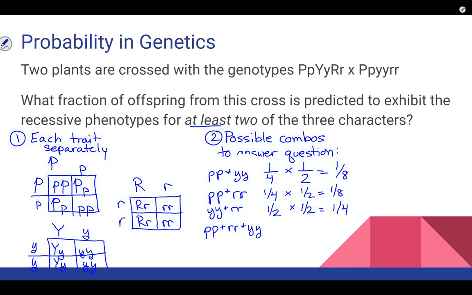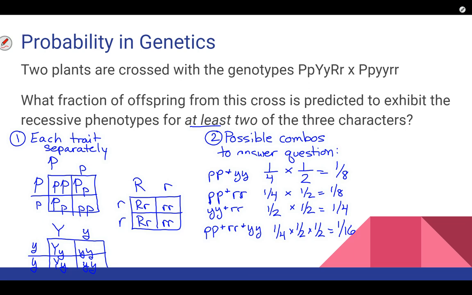And then the last one would be if we're recessive for all 3. So then it would be 1/4 times 1/2 times 1/2. Is that 1/16? Yes. Sorry, math brain not working. So, last step. Are you with me so far?